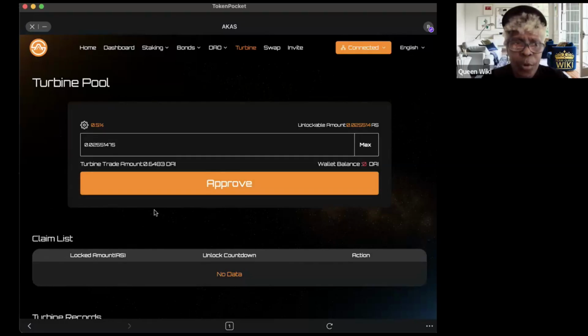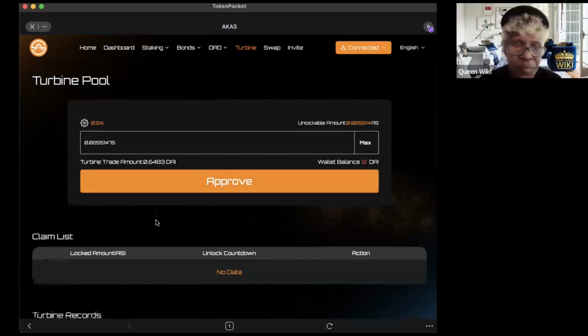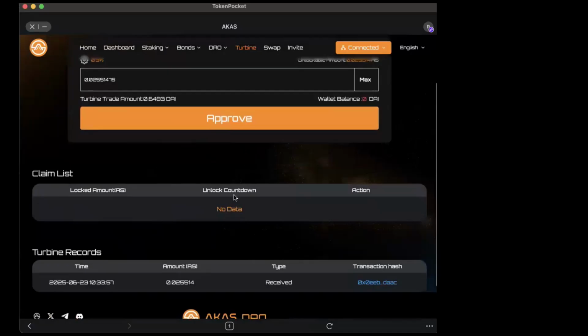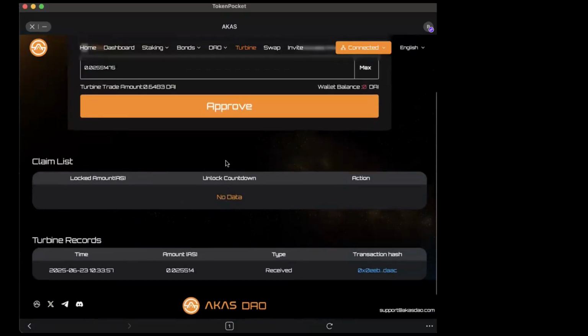So this comes from the incentive pool, correct? Yes, this comes from the incentive pool. So you will see the claim list over here and the turbine record over here.